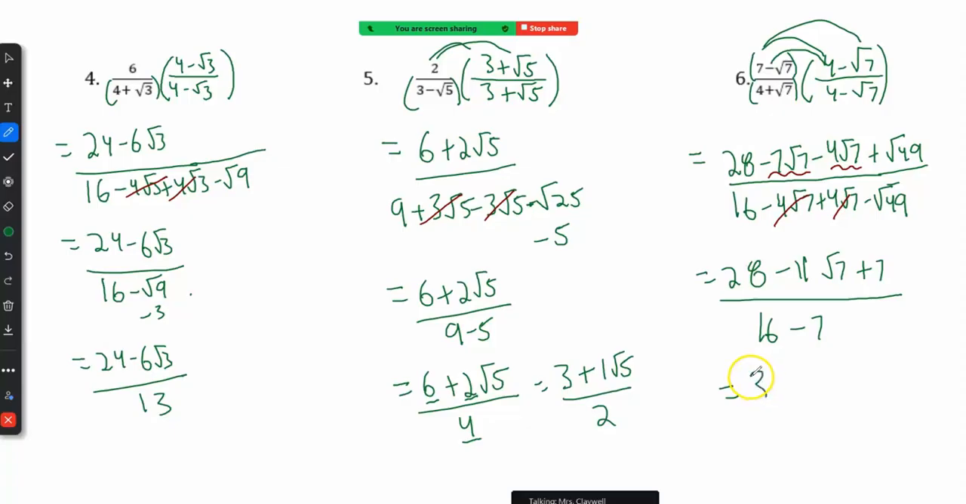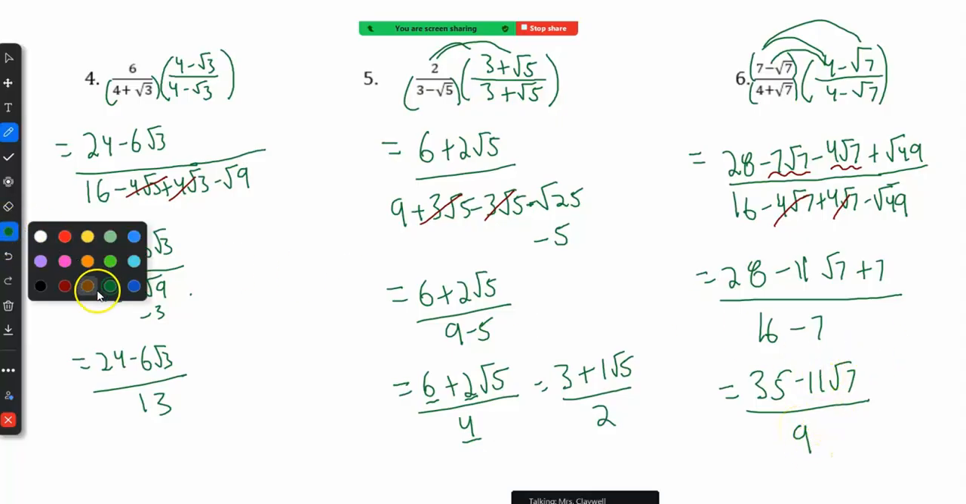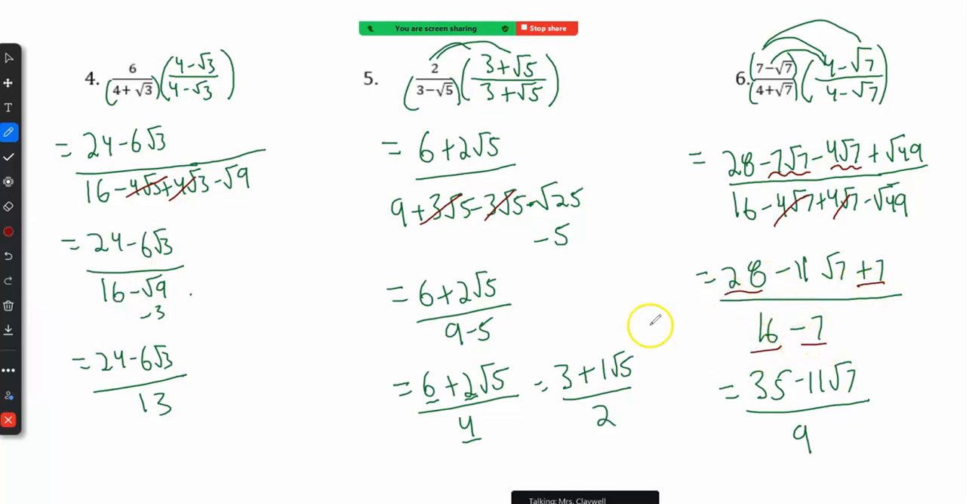So it is okay to have a square root in the numerator, we just can't have it in the denominator. So these two could be combined and these two could be combined.